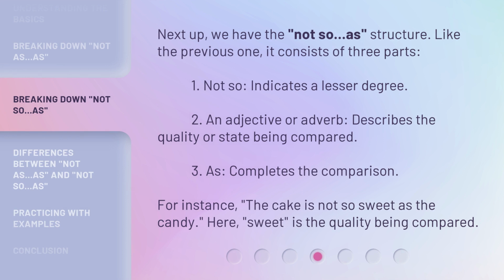Next up, we have the not so... as structure. Like the previous one, it consists of three parts. 1. Not so indicates a lesser degree. 2. An adjective or adverb describes the quality or state being compared. 3. As completes the comparison. For instance, the cake is not so sweet as the candy. Here, sweet is the quality being compared.